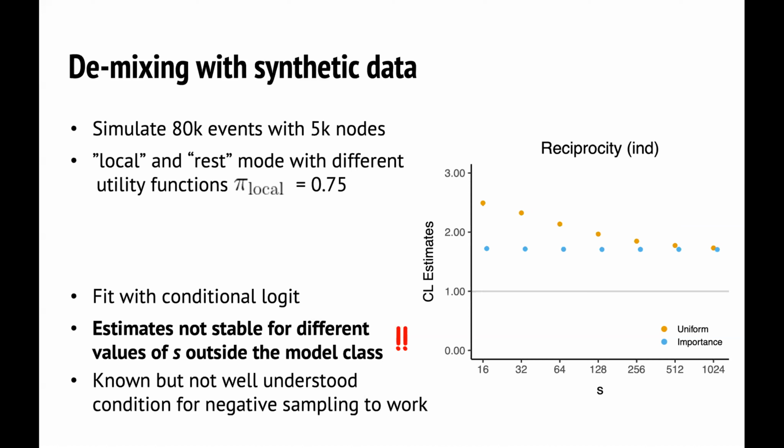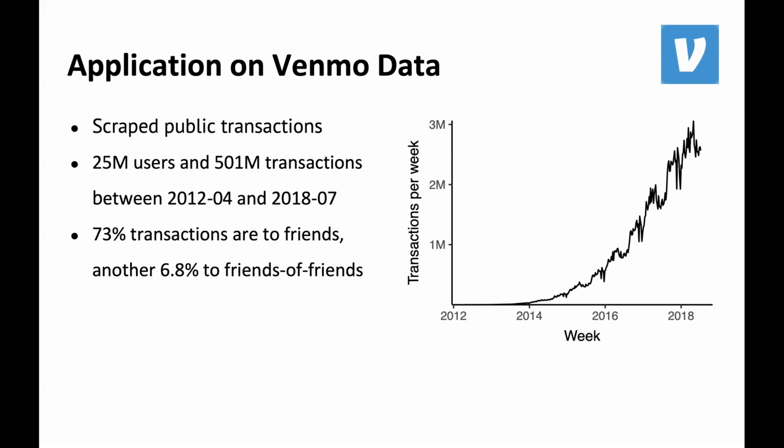But this is not something that we've seen much used in empirical work. So we thought it would be worth reporting. So we did some work on some data. We scraped public transactions from Venmo. This is a data set of about 500 million transactions.